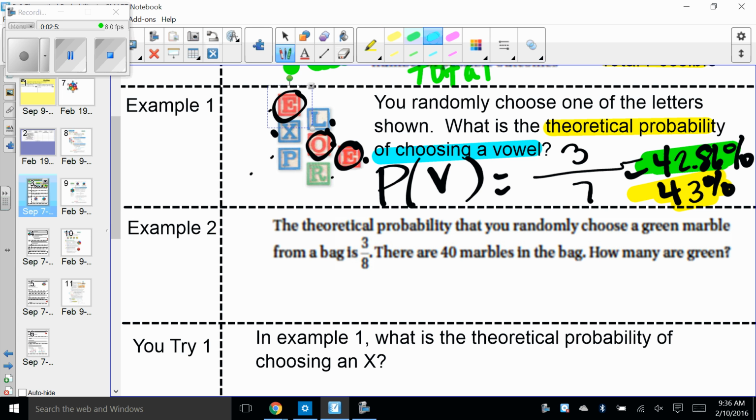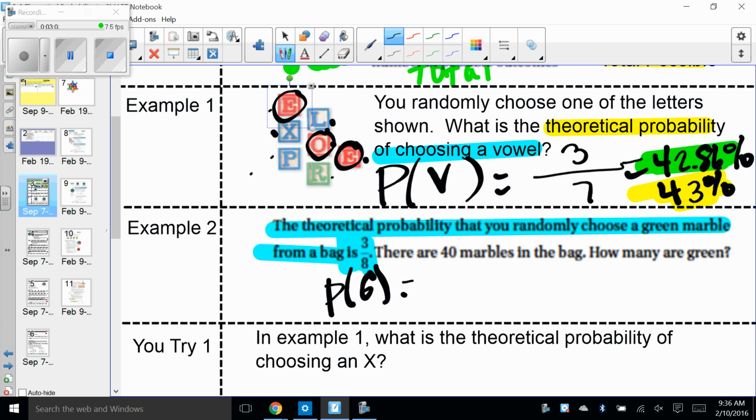Example 2. The theoretical probability that you randomly choose a green marble from a bag is 3 out of 8. So they're actually telling us the probability right here. What's the probability of getting a green? They're saying you have a 3 out of 8 chance of getting a green. So that has been calculated for us. If we continue to read, it says that there are 40 marbles in a bag. How many are green? So instead of having 8 marbles in the bag, we're going to say, well, what if we had 40 marbles in the bag? How many would we expect to be green?